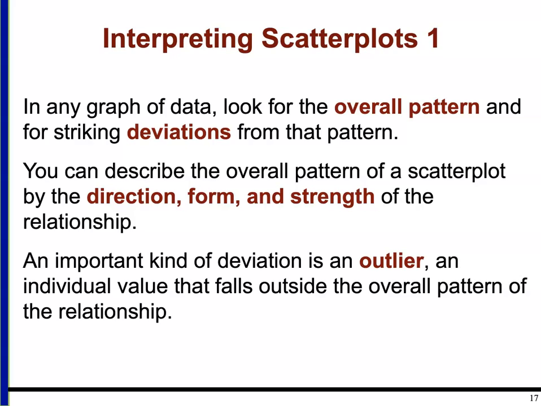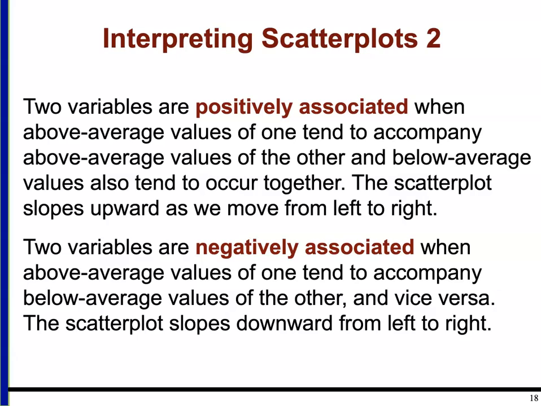So we're going to be describing the overall pattern of our scatter plot by describing the direction, the form, and the strength of the relationship. And we're also going to acknowledge any outlier, which would be any individual that falls outside that overall pattern of the relationship. So one of the directions here would be positive. If we have a positively associated variable, then we're looking at above average values of one variable tend to accompany above average values of the other. So high values belong with other high values, and then low values tend to correspond to low values of the other variable.